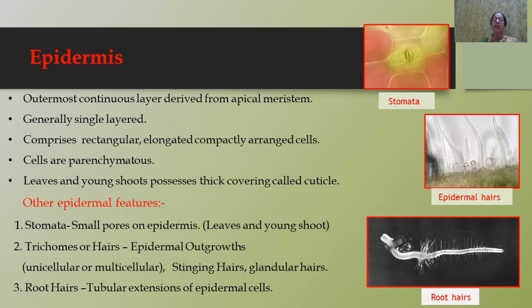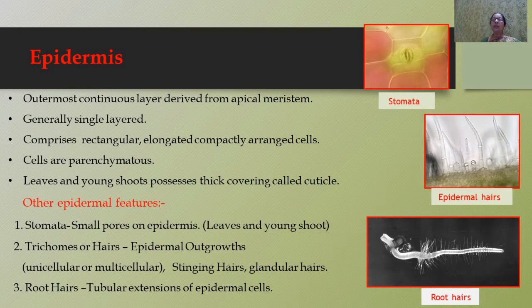The next epidermal features are the trichomes, or hairs, which are nothing but epidermal outgrowths, which may be unicellular or multicellular. Glandular hairs may be present, and stinging hairs may be present. These are all additional features present on the epidermis. And the last one is the root hairs. These are small, tiny hair-like outgrowths coming out from the epidermal region, the outermost region of the roots. They are nothing but extensions of the epidermal cells.